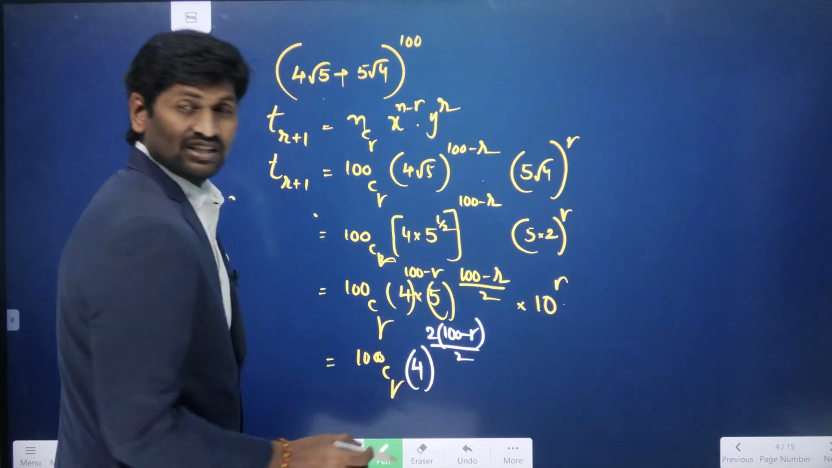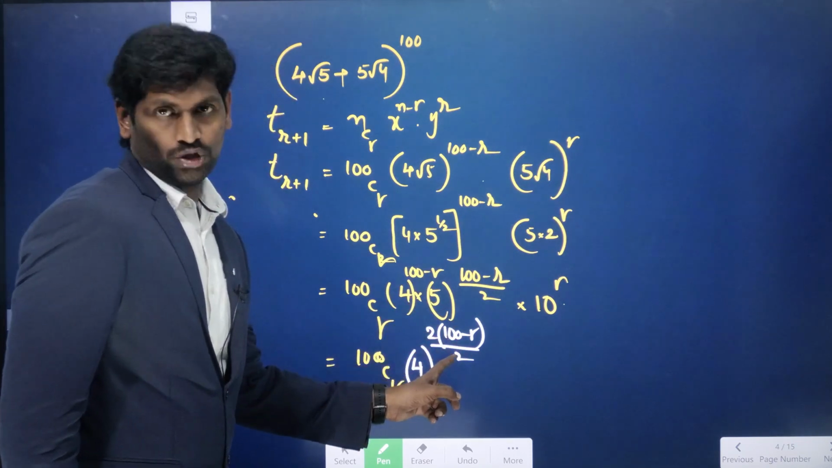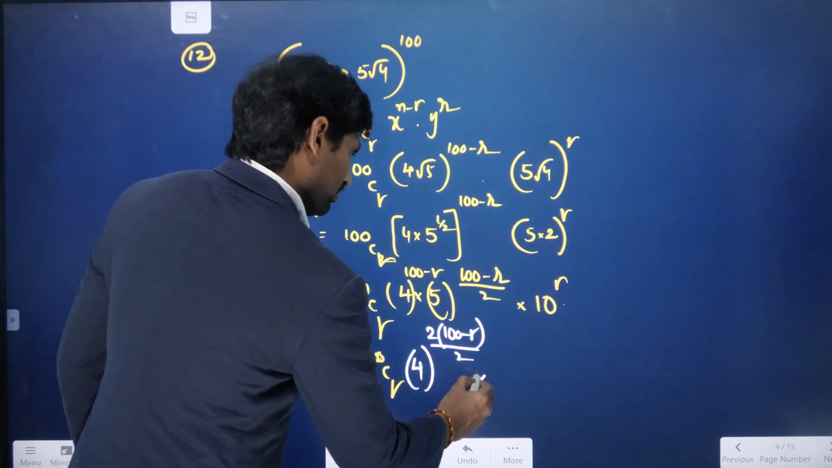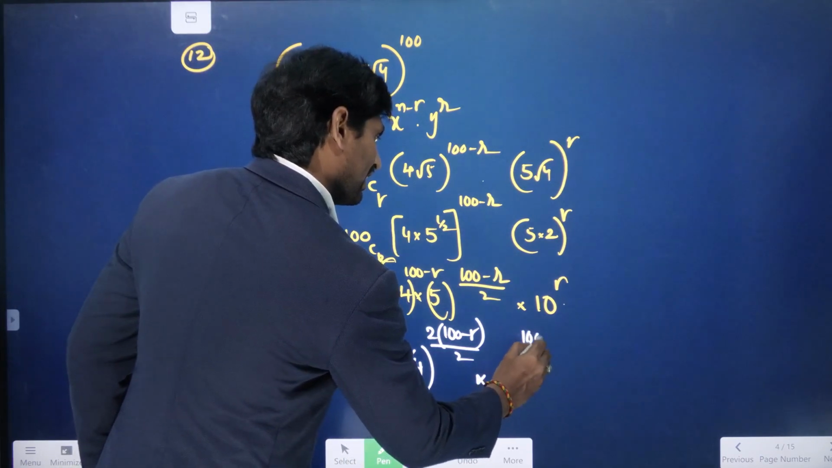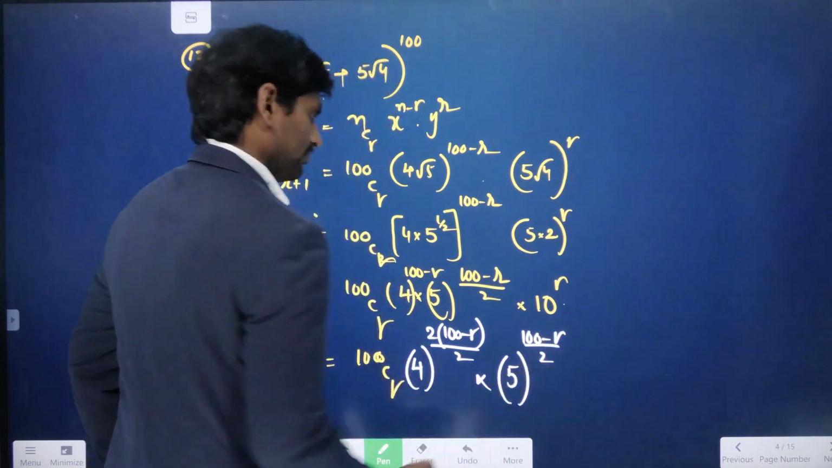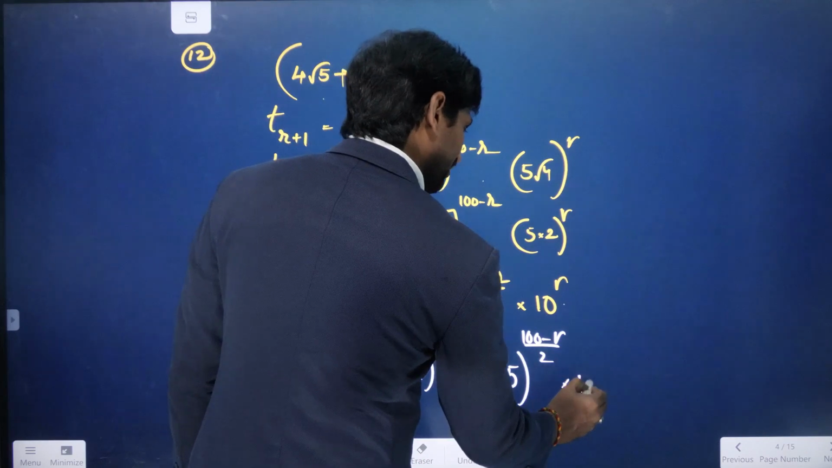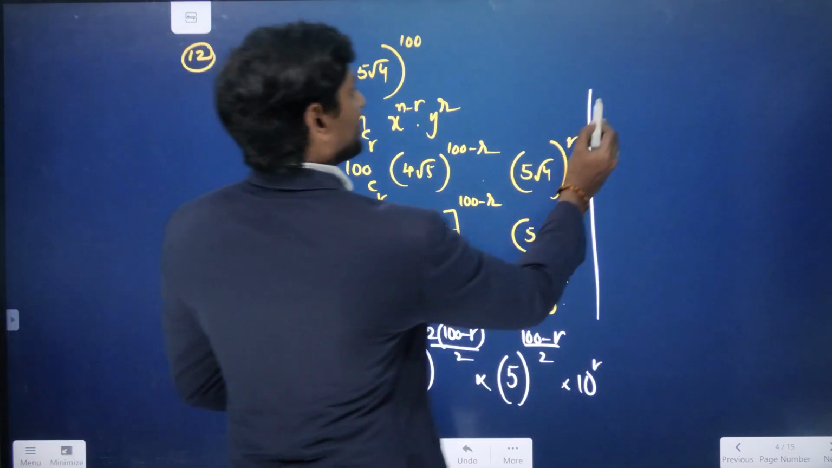Can we write like this? 100 minus r, I can write 2 into 100 minus r whole by 2. 2 can be cancelled, the term remains the same, into 5 power 100 minus r by 2. Now both are having the same denominator. Okay? Into 10 power r. Let us try to simplify here. That is equals to 100 C r.